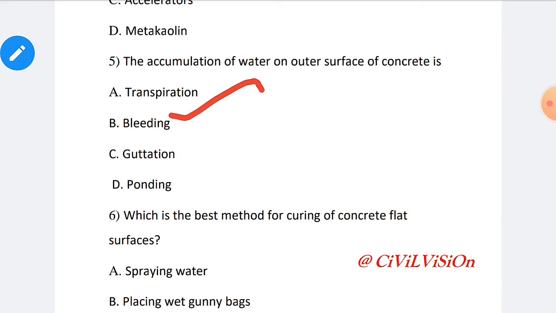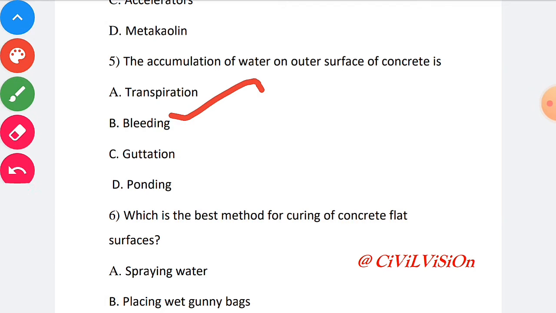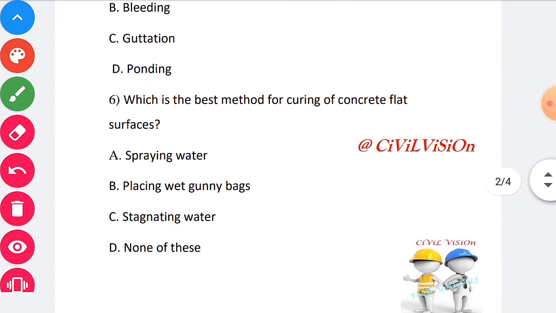Sixth one, which is the best method for curing of concrete in a flat surface? First one, spraying water, second, placing wet gunny bags. Third one, stagnating water. All the three options are correct for this question, but the best method for this one is stagnating water. The correct option for this question is option C.